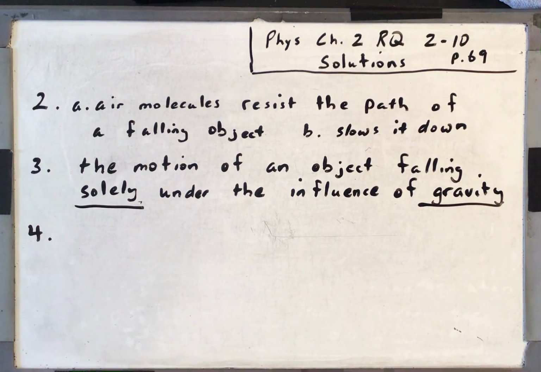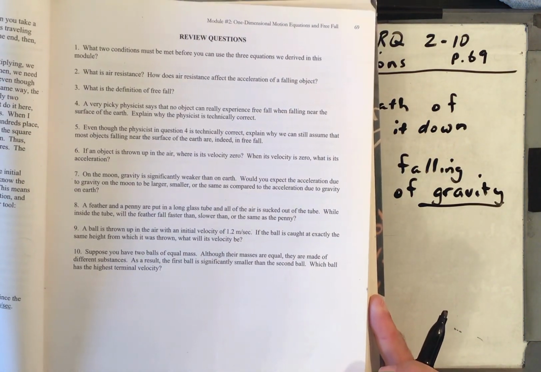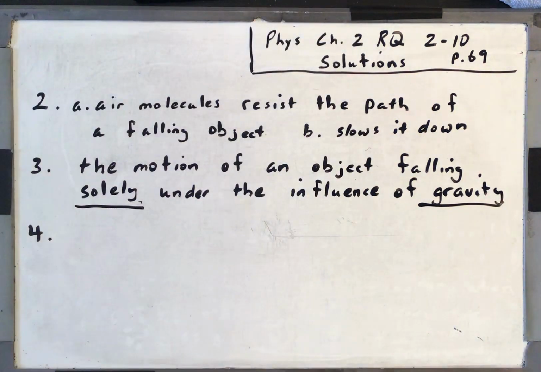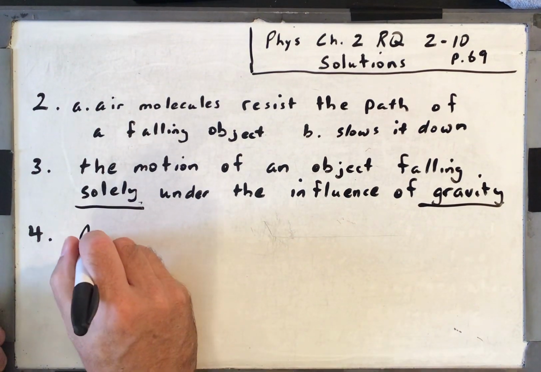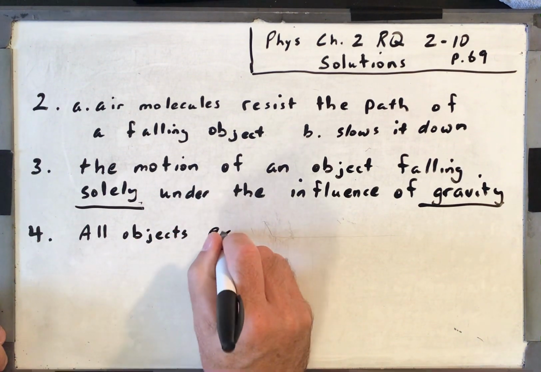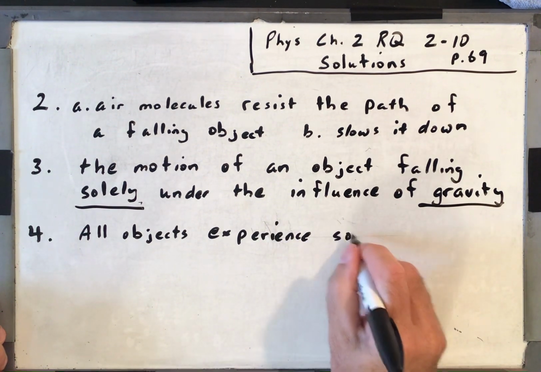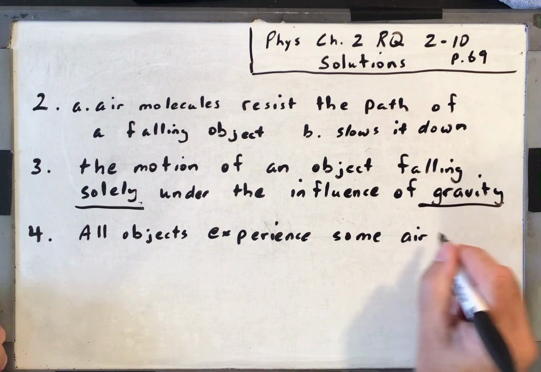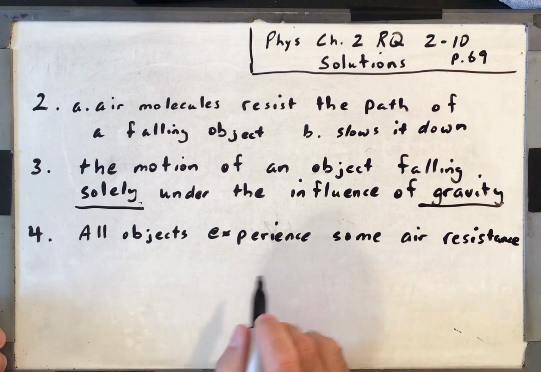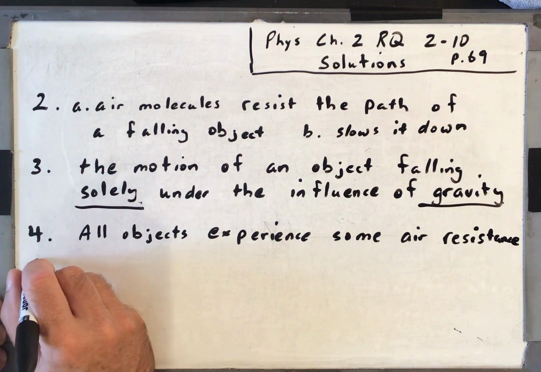Okay, number 4. Says a very picky physicist says that no object can really experience free fall when falling near the surface of the Earth. Explain why the physicist is technically correct. And that's all objects experience at least some air resistance. Some much more than others, but anything that has mass is going to experience some air resistance near the surface of the Earth.